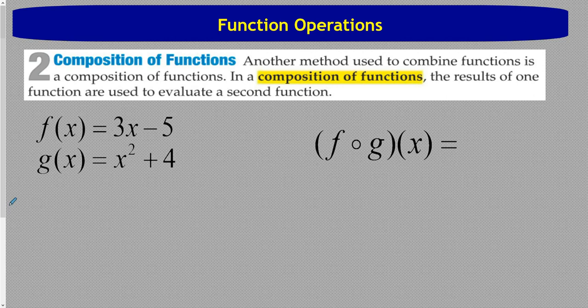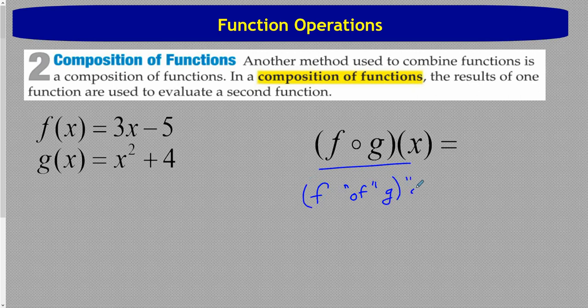Okay, so this is how we write this, and the way we say that is f of g of x. Right, so f of g of x means whatever x is, you plug it in to g. Whatever that output is, whatever value you get after you plug something in, that goes in to f.